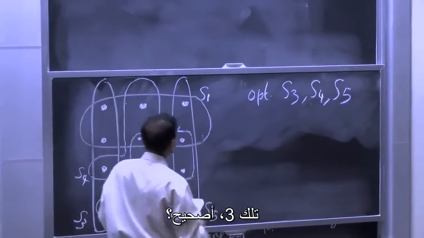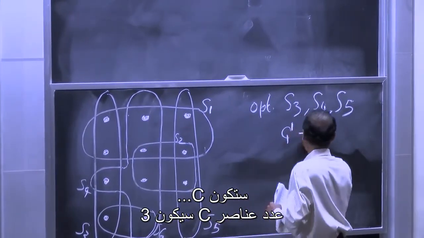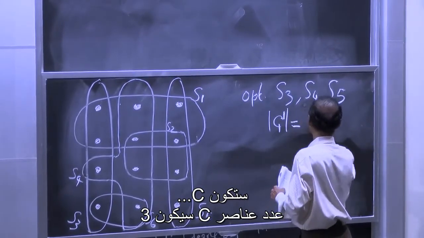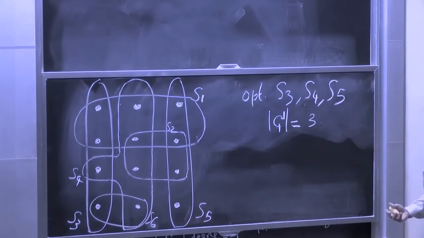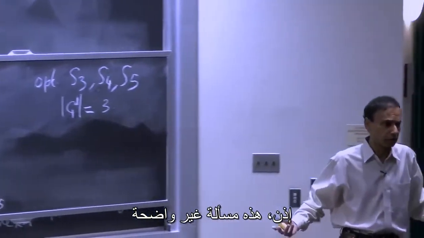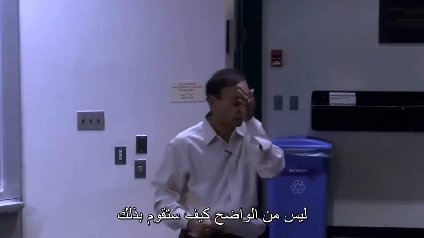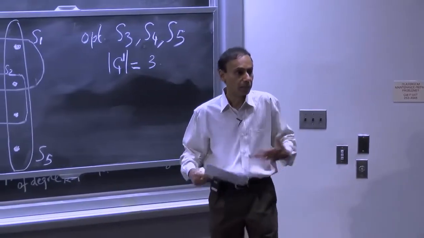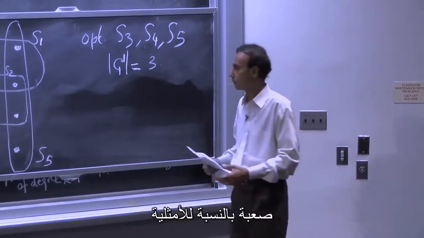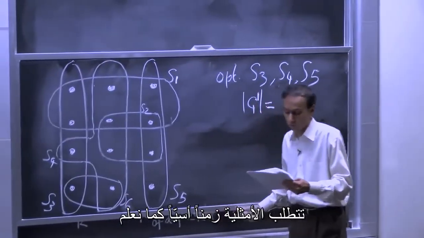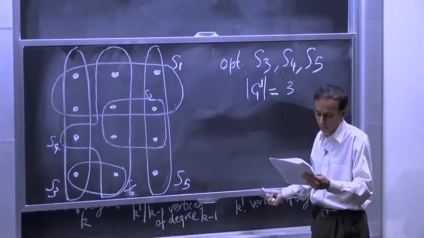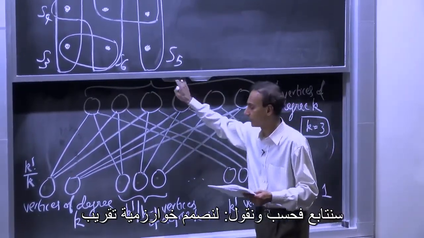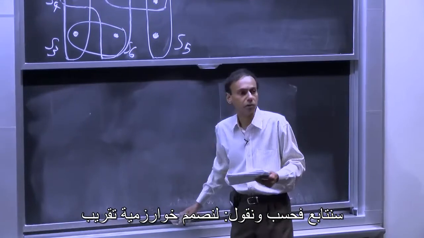So that's 3, right? So the cardinality of C would be 3. So it's a non-trivial problem. It's not clear how you're going to do this. I've got to use a heuristic. It's hard in terms of optimization. Optimal requires exponential time as far as we know. And we're just going to go off and say, hey, let's design an approximation algorithm, right?